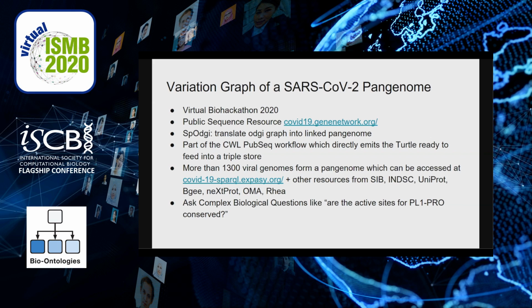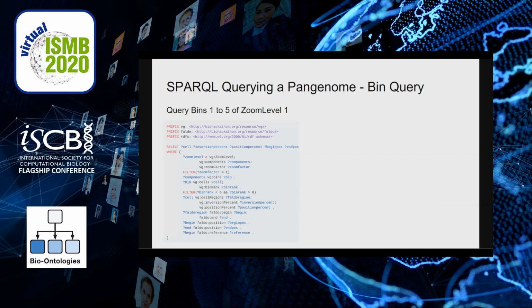Now I've shown you some applications of the VG ontology. So let's take a look at the Pantograph ontology. Imagine now we want to use this ontology to actually visualize something. What we need there is the information of the bins. We also need the information of the links, and we need the information of the pangenome sequence. So here on the left-hand side you can see the first query, which would give us bins 1 to 5 of zoom level 1.